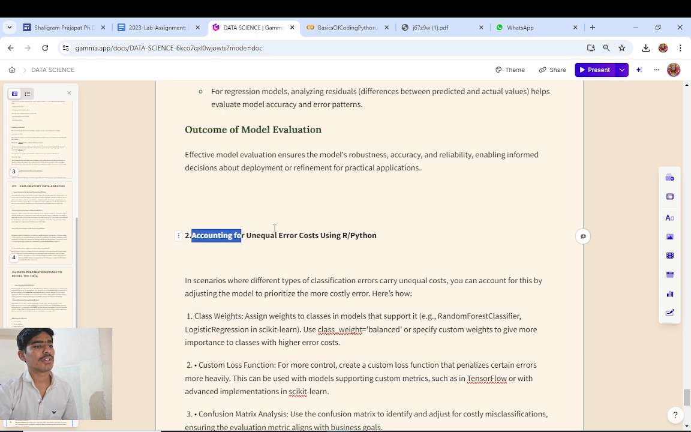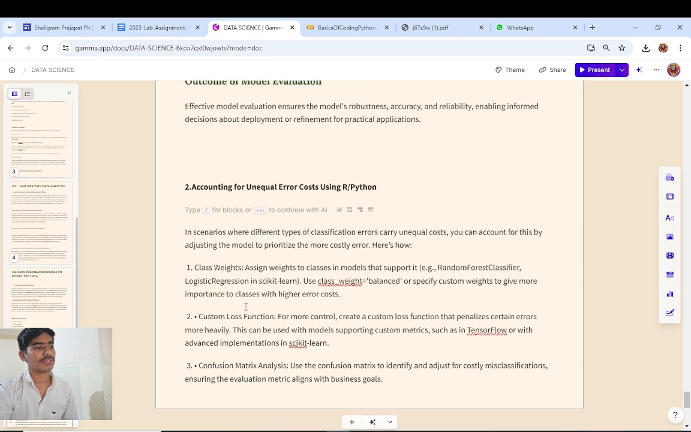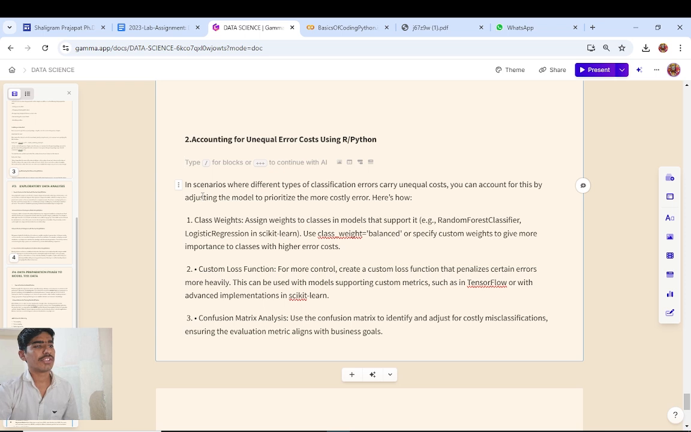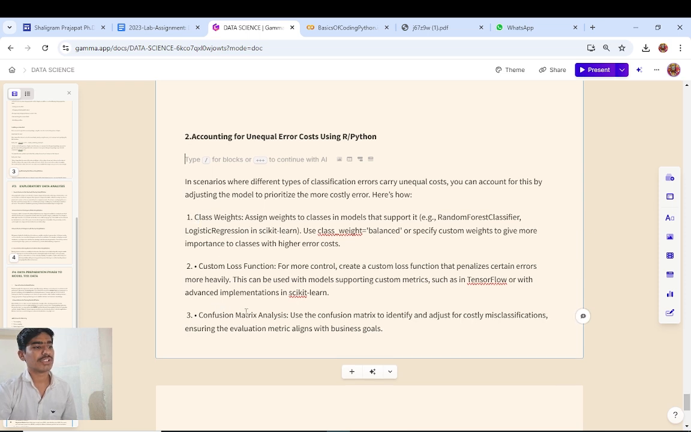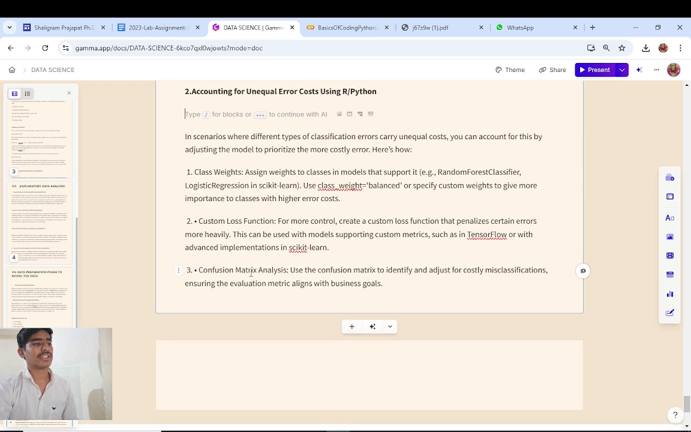The second topic is accounting for unequal error cost using R/Python. In scenarios where different types of classification errors carry unequal costs, you can account for this by adjusting the model to prioritize the most costly error. Here is how. First is class weight, second is a custom loss function, and third is confusion matrix analysis.